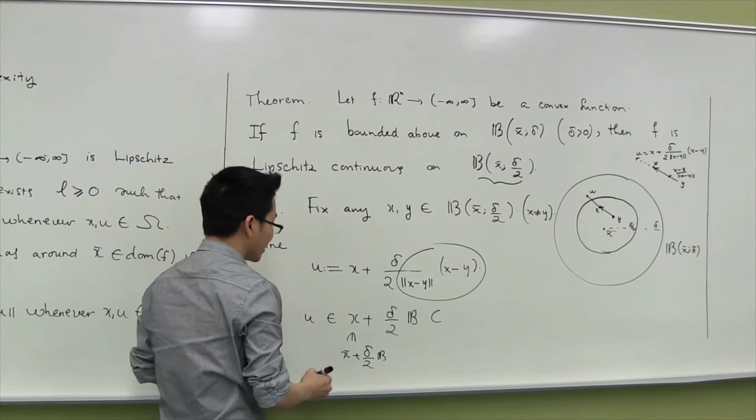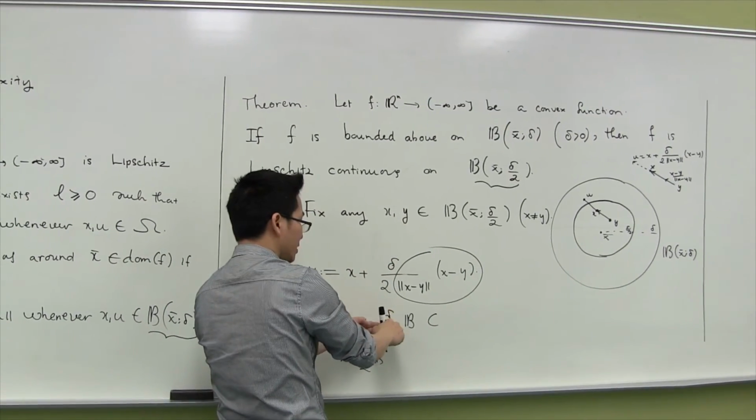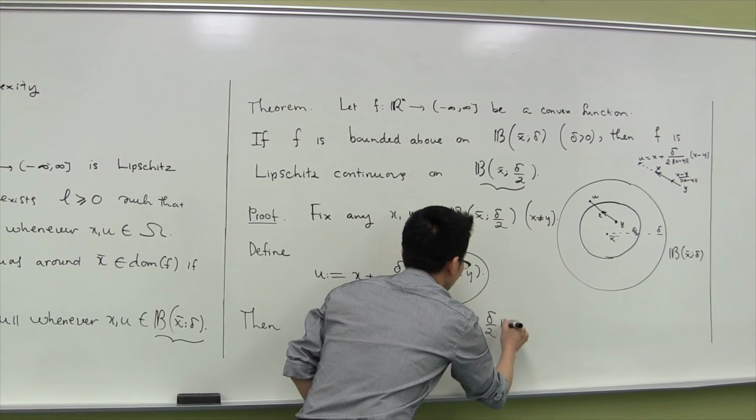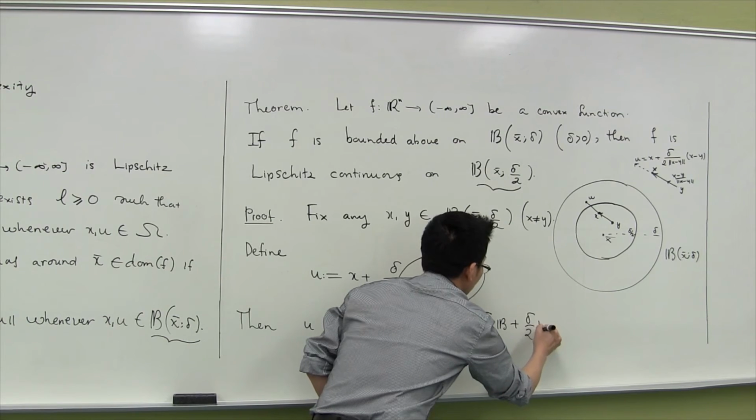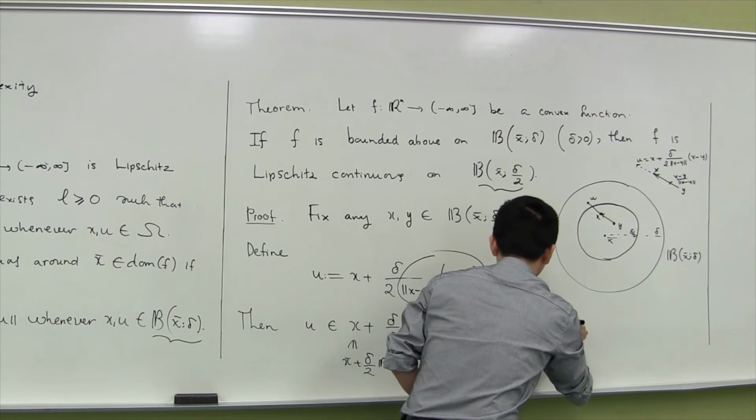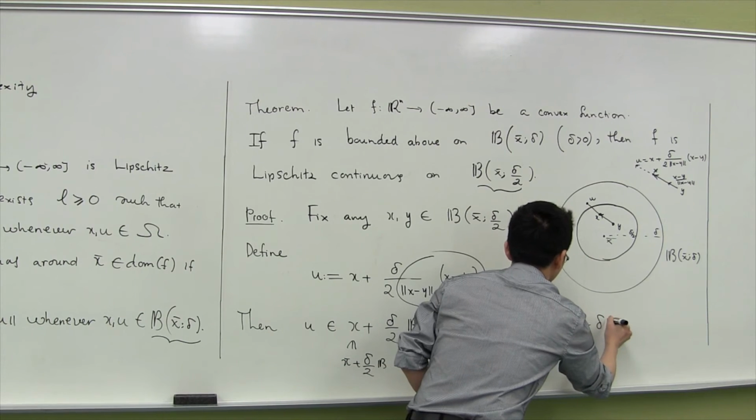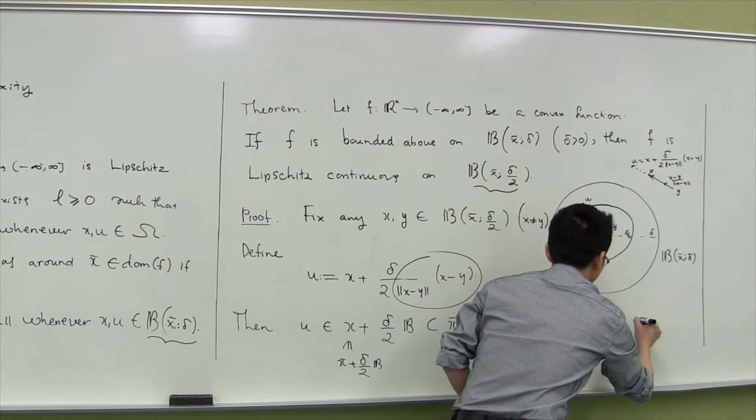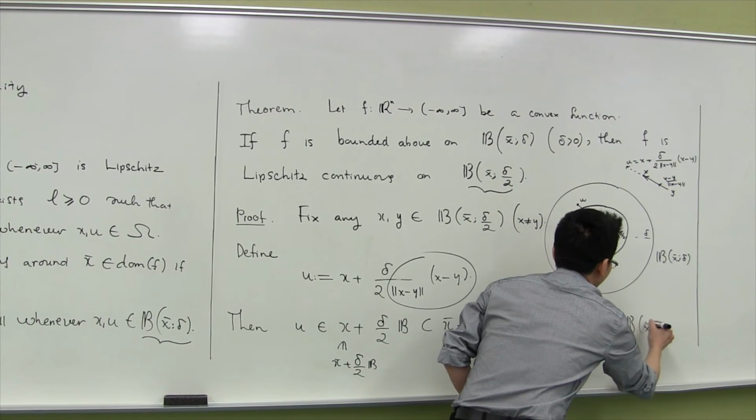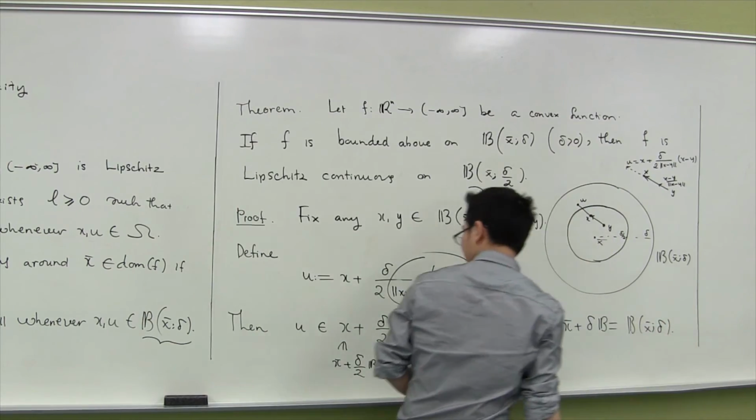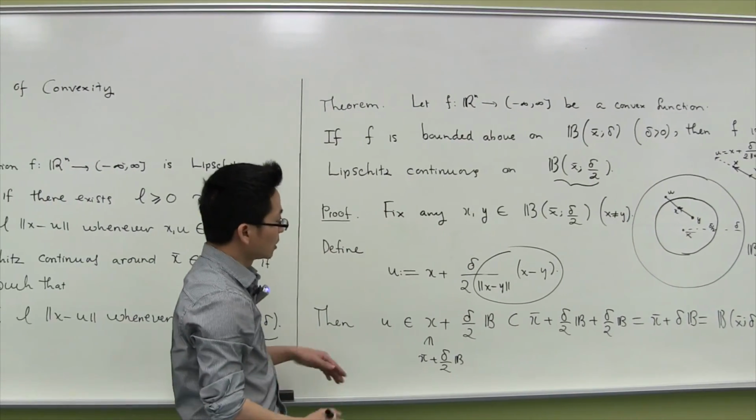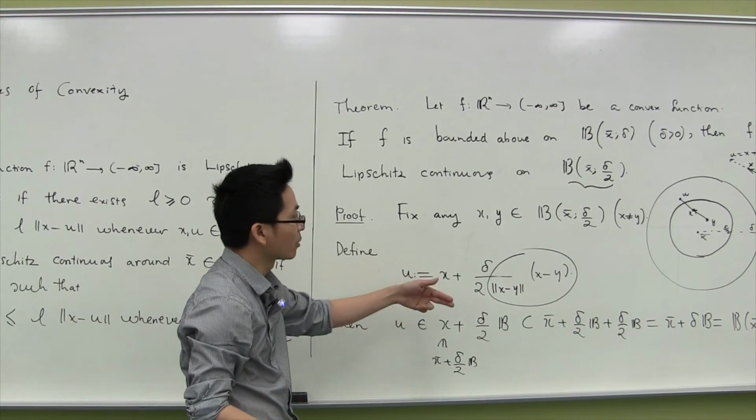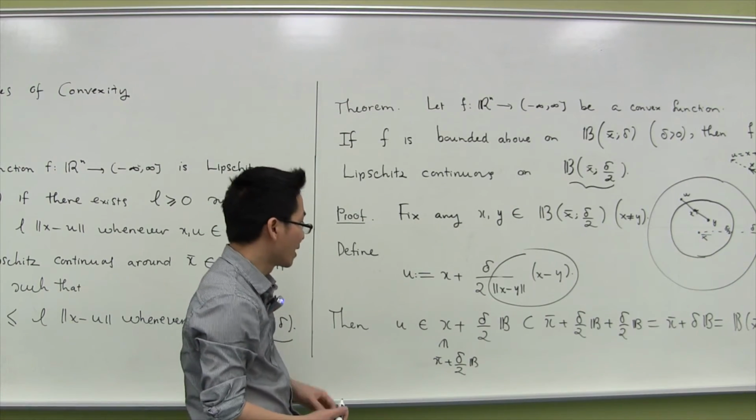Okay, so we end up having that x plus delta over 2b is a subset of x bar plus delta over 2b plus delta over 2b, and this is actually equal to x bar plus delta b. Here it is exactly the closed ball with center at x bar and radius delta. So by defining the element u by this formula, we see that u belongs to the closed ball with center at x bar and radius delta.